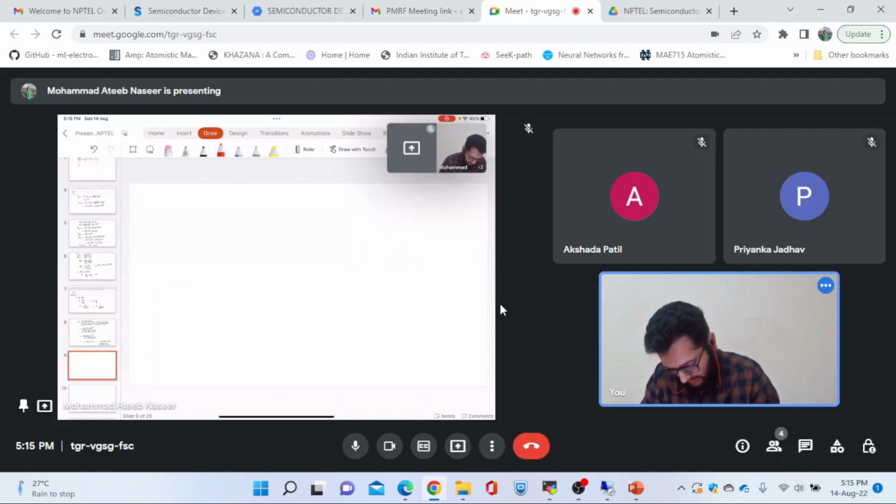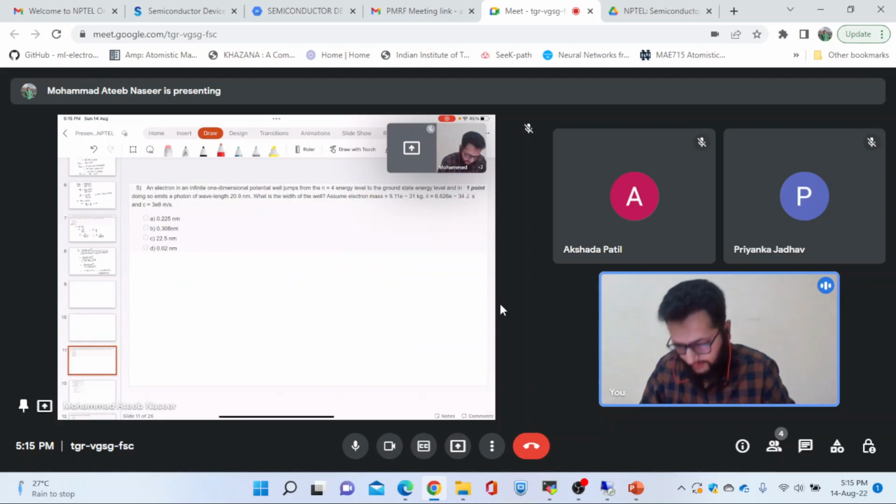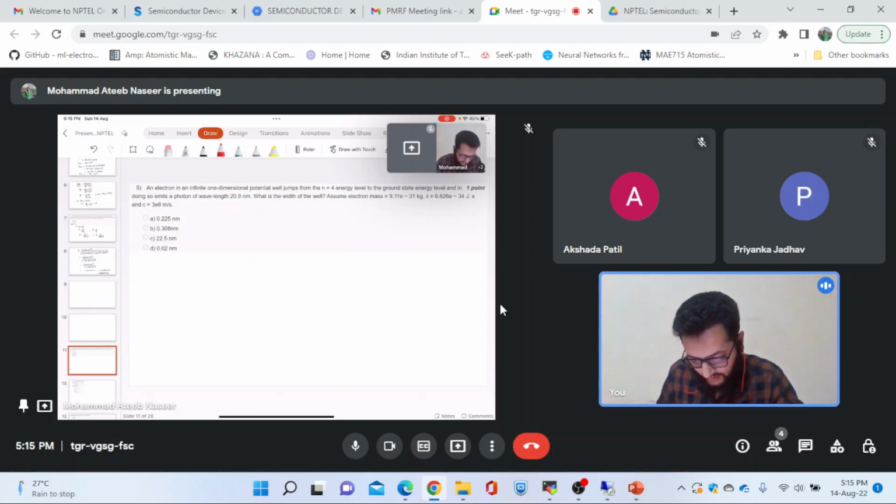Now, if we move towards another problem, it states that we have an electron which is in a one-dimensional potential well, and it jumps from the n equal to 4 energy level to the ground state energy level, and while doing so, it emits a photon of wavelength 20.9 nanometers. So we are asked to find the width of the well, and also it has been given to us to assume the electronic effective mass and the Planck's constant.